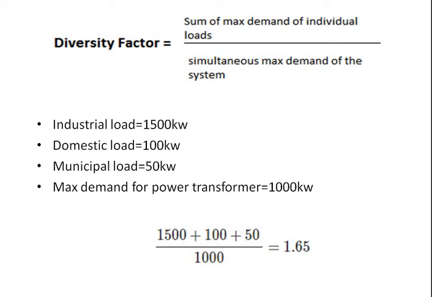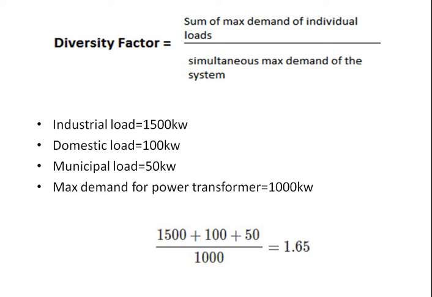So now we understand that the maximum demands of the loads connected to the substation do not coincide. We have taken an example over here that the industrial load is 1500 kilowatt, domestic load is 100 kilowatt, municipal load is equal to 50 kilowatt, and the maximum demand for power transfer is 1000 kilowatt. So what is diversity factor? It is the sum of maximum demand of individual loads. So these different loads, 1500 plus 100 plus 50 divided by maximum demand of the system, that is 1000 kilowatt, which is equal to 1.65. So the diversity factor is always greater than 1.